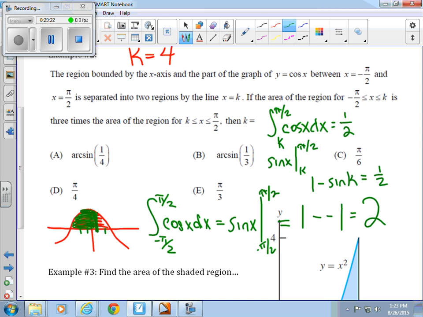Do I know when sine equals a half? When? Pi over 6, which is the 30-degree angle. So that one was a tough one. It was a lot of work. There are some like that on the AP exam, some that are even open response like that.